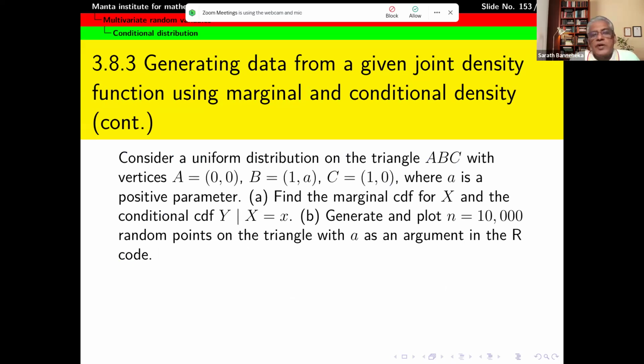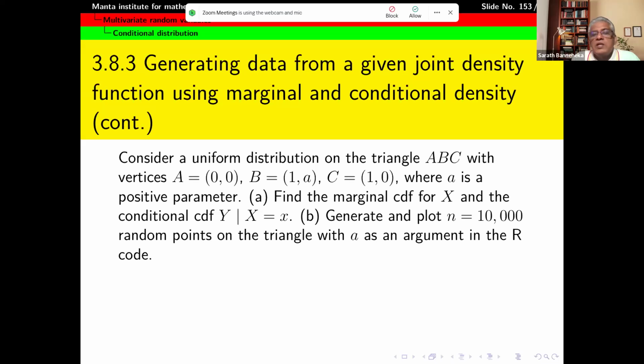The uniform distribution on the triangle ABC, where A is the point (0, 0), B is the point (1, a), and C is the point (1, 0). We are going to consider a as an unknown value at the moment, but we can give it a value. We are not going to fix that value. So a is kind of a variable in this case, a positive parameter, but we have to specify it if we want to really generate the data. It can be a different situation for a different person.